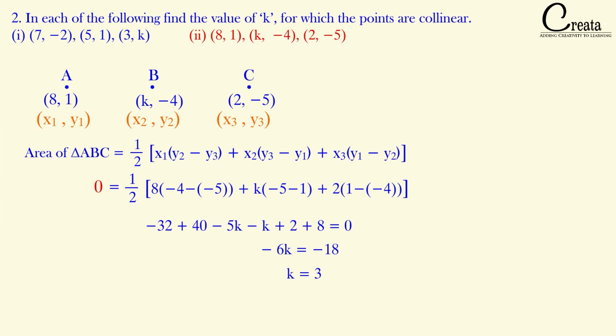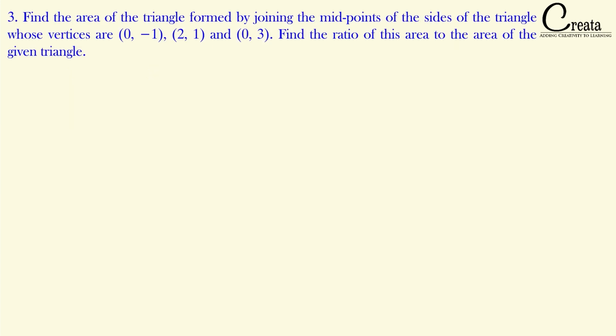So let's move to question number 3. Find the area of the triangle formed by joining the midpoints of the sides of the triangle whose vertices are (0, -1), (2, 1) and (0, 3). Find the ratio of this area to the area of the given triangle.